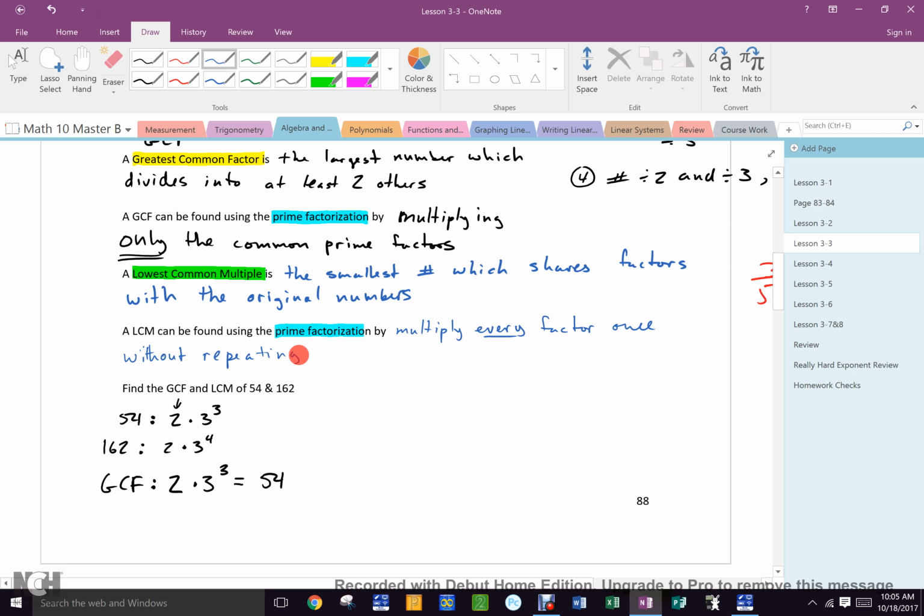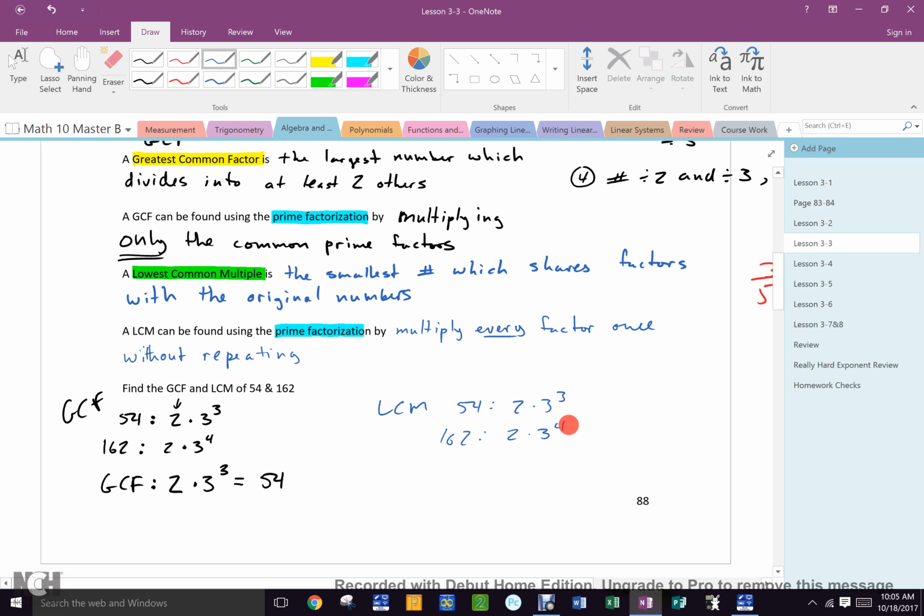So here's what I mean by this. I did the GCF in black, and I'll do the LCM in blue. We start with 54. We know it's 2 times 3 cubed, yes? Then we add 162. Now we already know the answer is 162, right? Because we checked it from factoring. 54 times 3 is 162. 162 times 1 is 162. We know the answer is going to be 162. But we're going to write it out anyway.